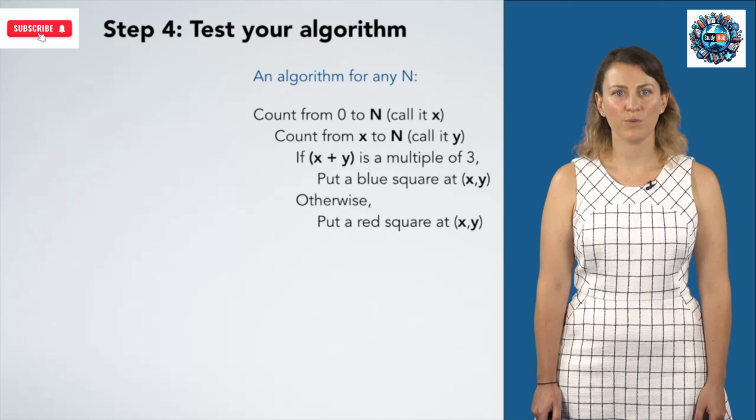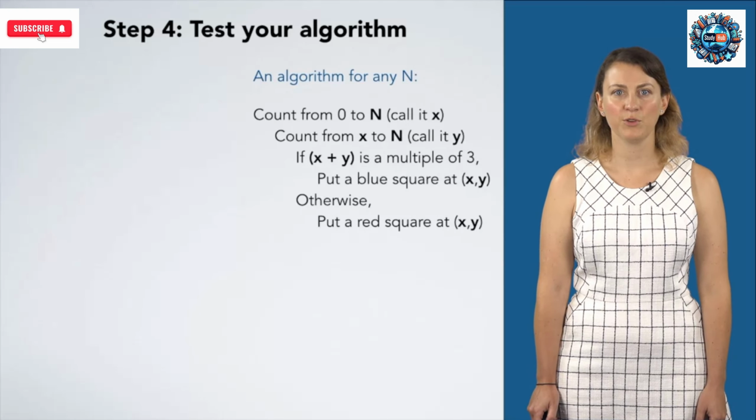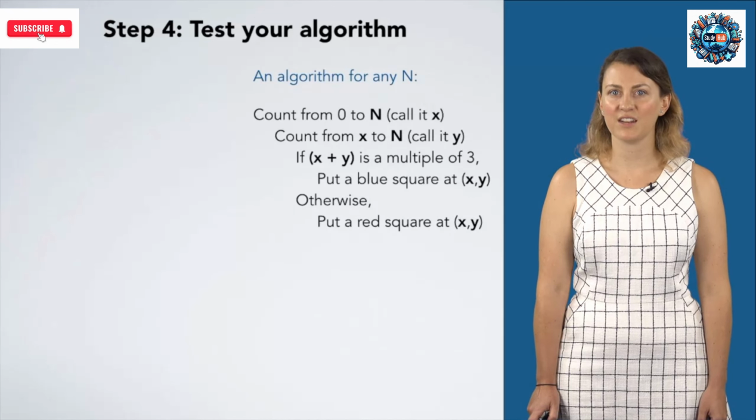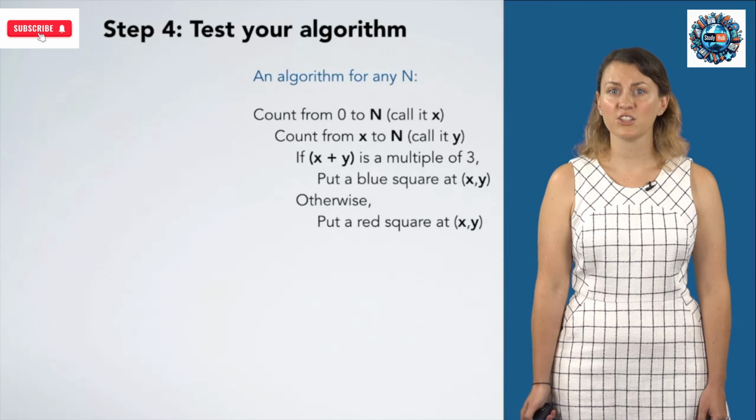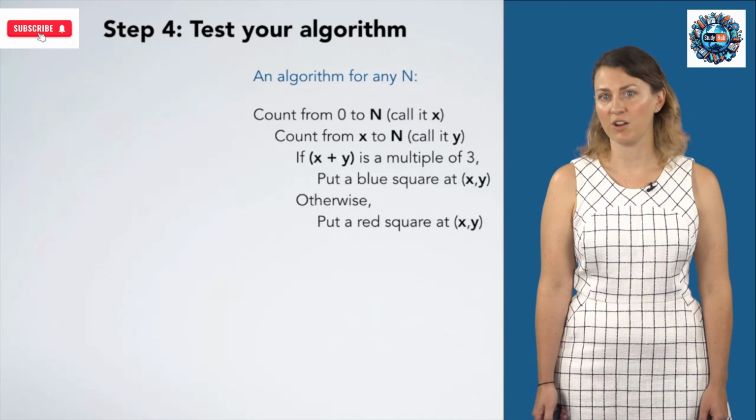In this video, we will test the algorithm for a pattern of blue and red squares on a grid. Remember that testing is going to make us more confident in our algorithm, since generalizing is one of the harder parts of the programming process and is prone to errors, such as leaving something constant that should be a variable.